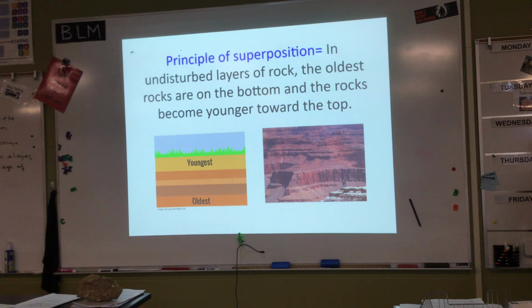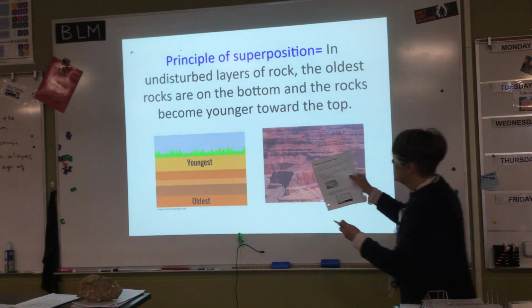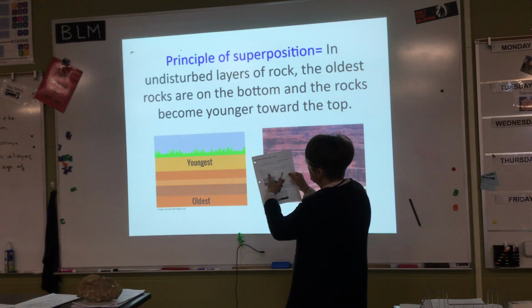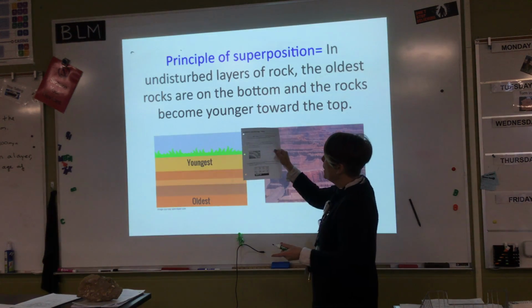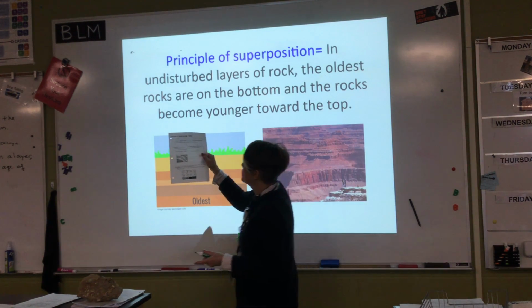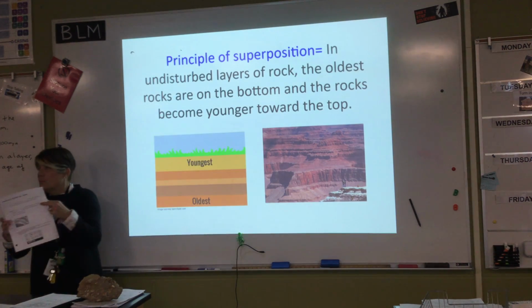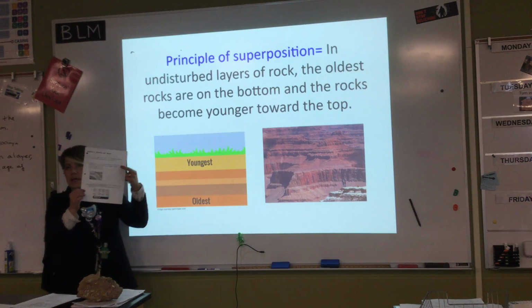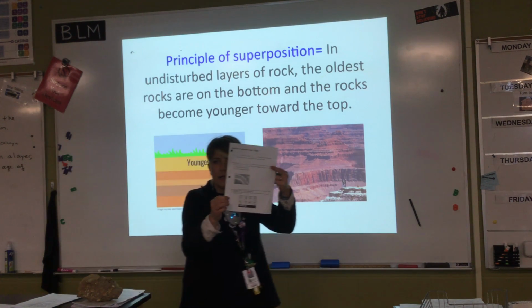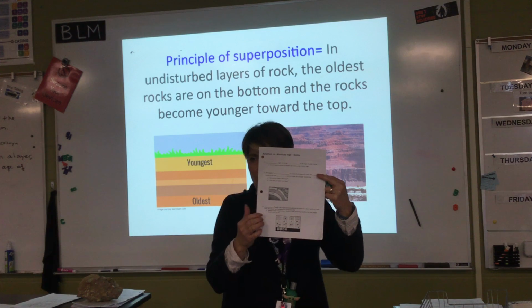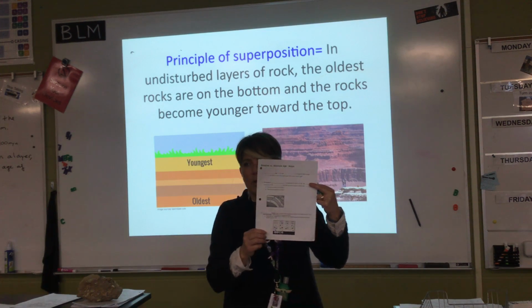Got it? So let's go ahead and look at your note sheet. In this picture right here, it says circle the oldest rock layer and star the youngest rock layer. So if we're talking about the principle of superposition, in this example, circle the layer that's the oldest and put a star next to the one that's the youngest. In this picture, circle the one that's the oldest and put a star next to the one that's the youngest.